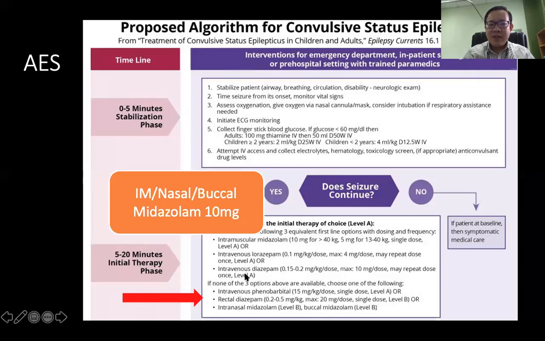You can see here, if someone is having a seizure at home or in the ambulance, these are some of the options we can use. The first option is IM midazolam, and therefore in the ambulance, it's important to have at least 1 or 2 vials of midazolam, 10 milligram. And if the patient develops status, we can straight away give IM midazolam.